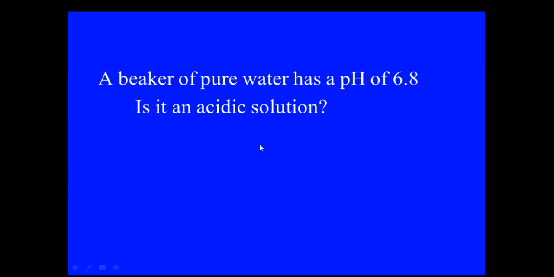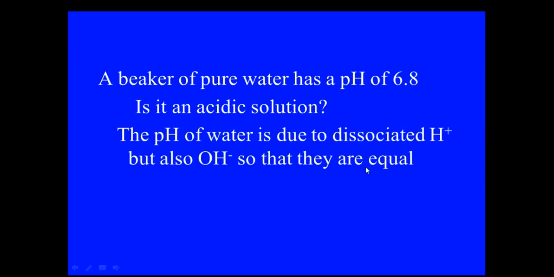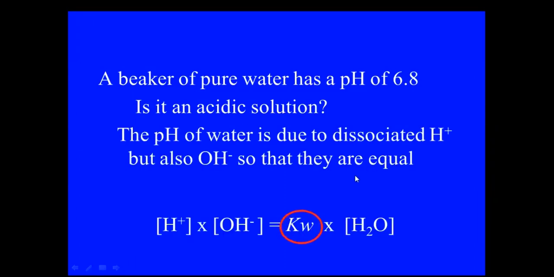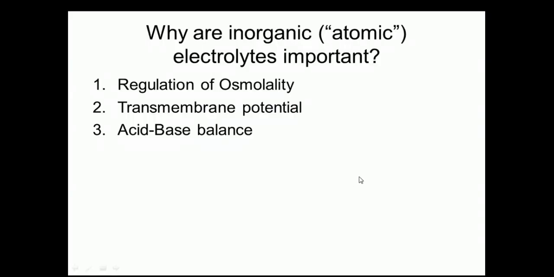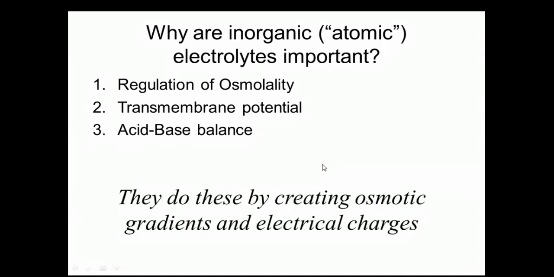So as I said, a pure beaker of water is 6.8. It's not an acid solution because the hydroxyl ion and the hydrogen ion are equal, and the dissociation constant changed. So why are inorganic elements, electrolytes, so important? Well, they regulate osmolality, as we've heard today. They affect transmembrane potentials, especially potassium and sodium. And this other one, acid-base, which I'm going to review now.